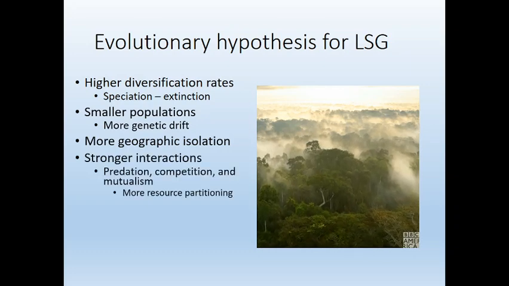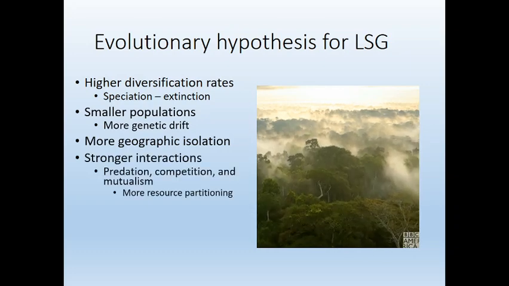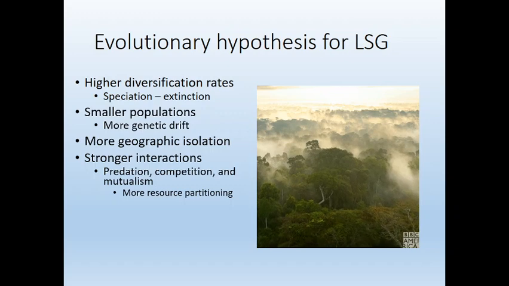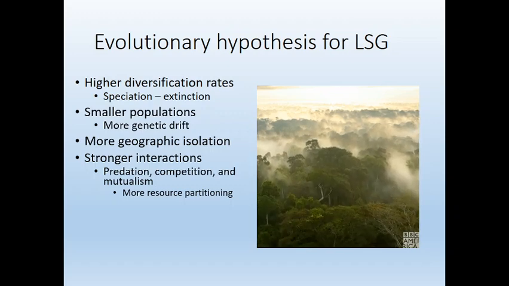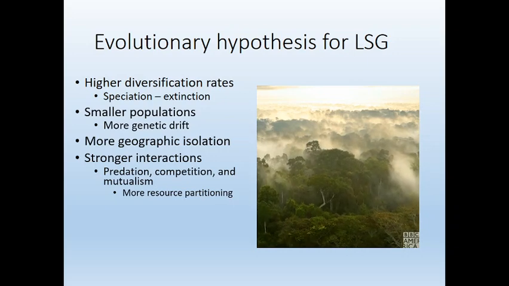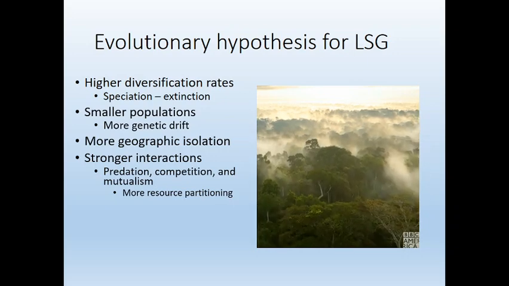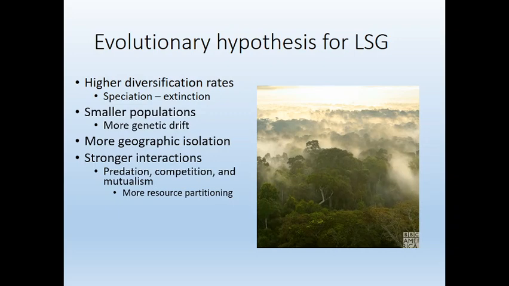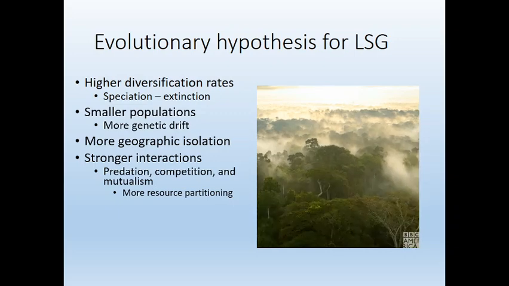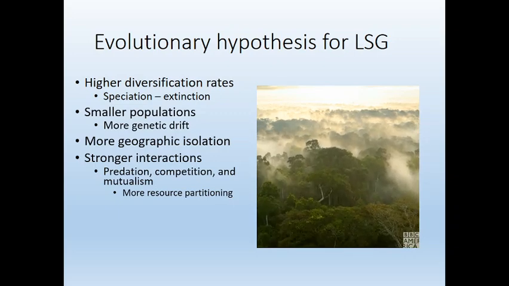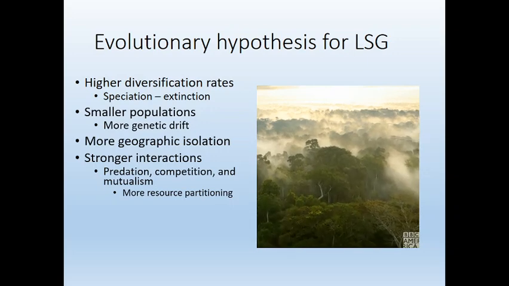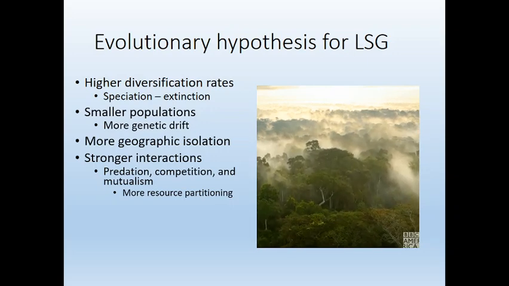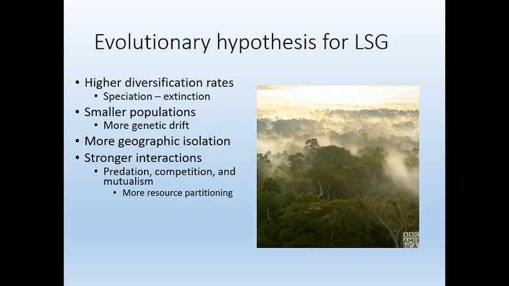There's also some evidence to show that the interactions in the tropics are stronger, okay? Because these species have had more time to co-evolve with each other, the interactions, the predation, the competition, the mutualisms are stronger, which allows for more resource partitioning, which allows for more species to be fit in a smaller space.